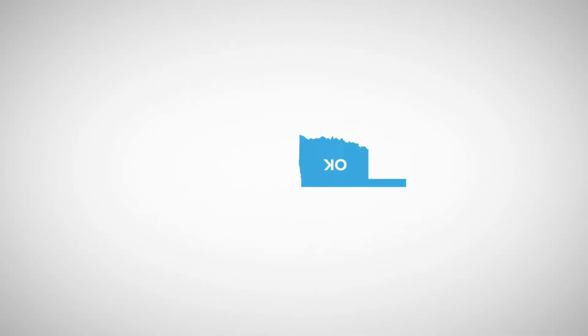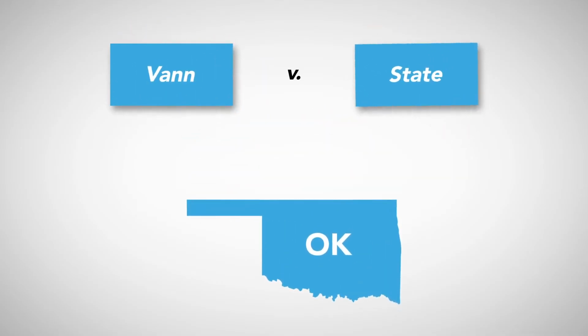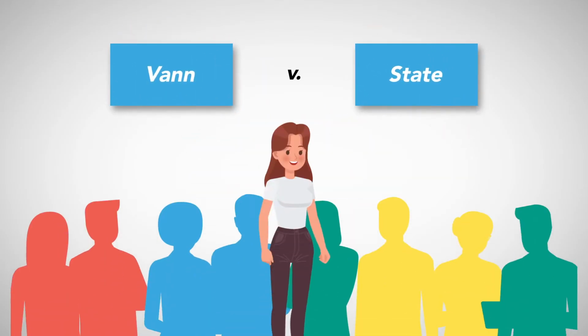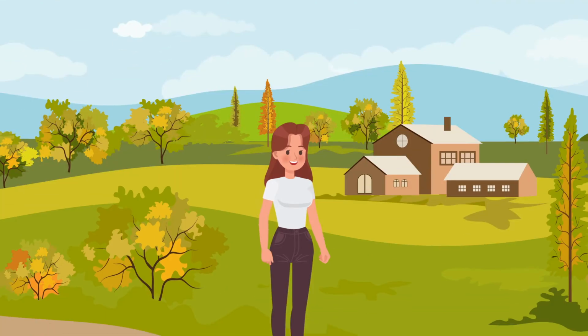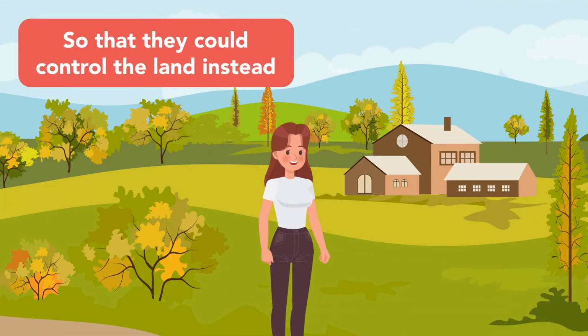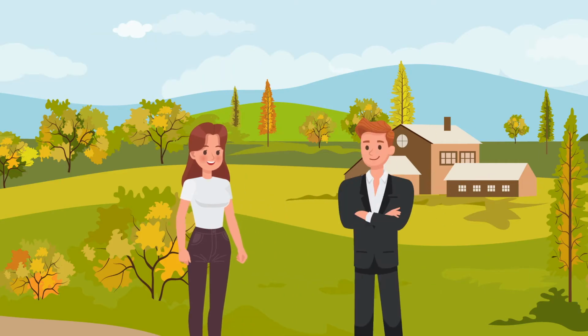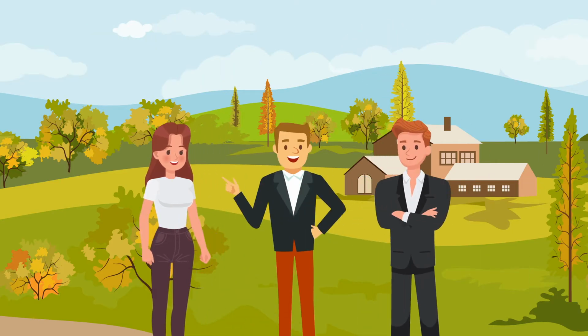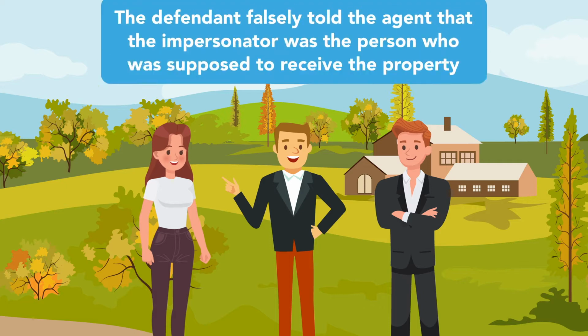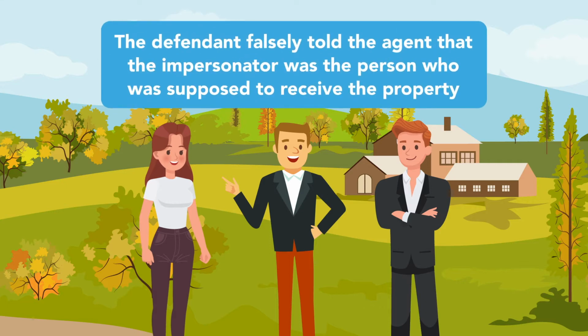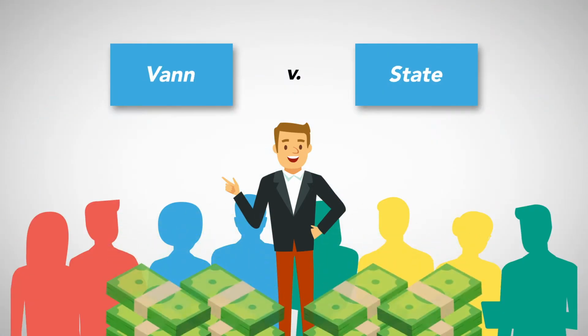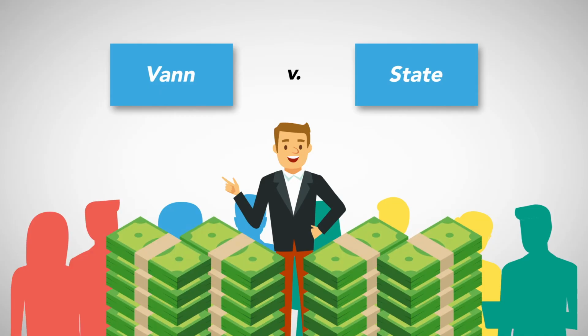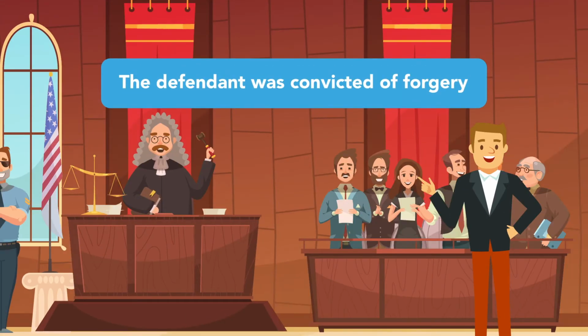For example, in an Oklahoma case, Van v. State, multiple people conspired to have a girl impersonate another girl who was supposed to receive a plot of land, so that they could control the land instead. The agent overseeing the transfer became suspicious of the impersonator and asked the defendant to identify her. The defendant falsely told the agent that the impersonator was the person who was supposed to receive the property. There was also evidence that the defendant was paid for his fraudulent identification. The defendant was convicted of forgery.